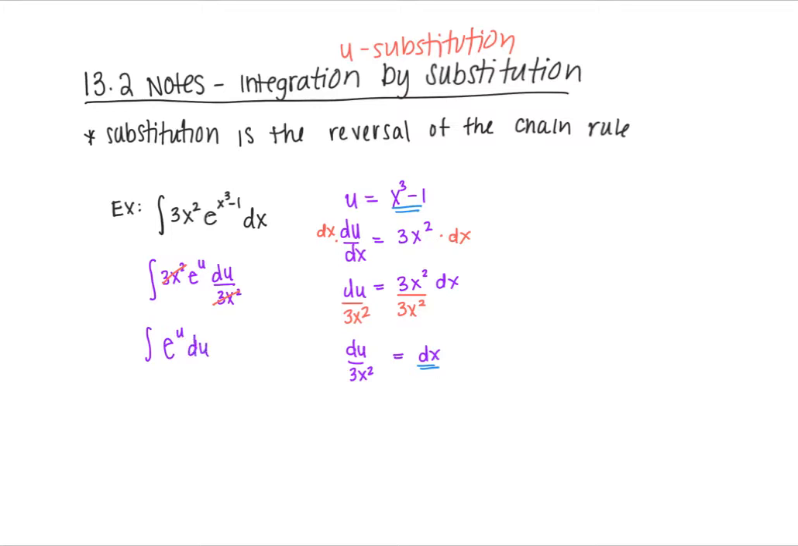Now I can just take this basic integral. The integral of e to the u is e to the u plus c, and my last step is to plug back in u. So now I have e to the x cubed minus 1 plus c. That's the answer.